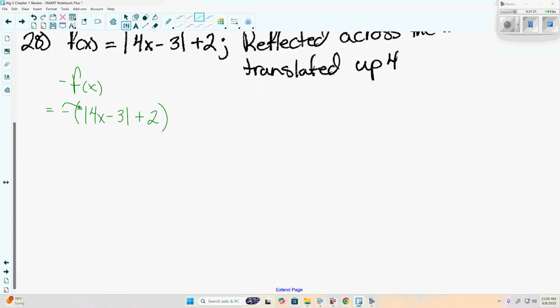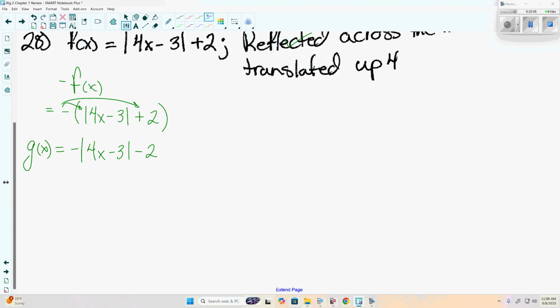Once we have this here, we'll multiply the negative through by our absolute value. Now the negative will not go into the absolute value bars, so it'll stay out front. That's the same with vertical stretch or shrink. That number we multiply through, if we multiply it by an absolute value, it stays in the front. Now we also have to multiply that negative with our positive 2, giving us minus 2. So our reflection across the x-axis will give us negative absolute value of 4x minus 3 minus 2. That's all we had to do for the reflection across the x-axis.